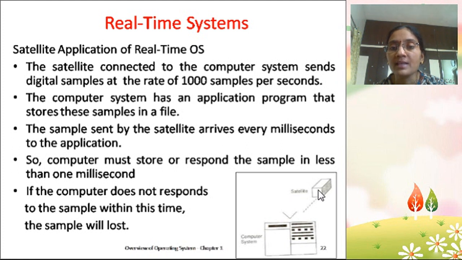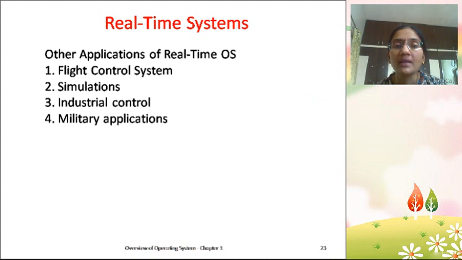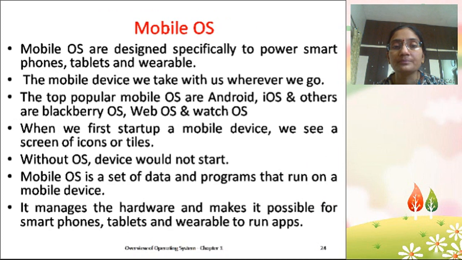Now here, this is the satellite, this is the computer, and the application is stored in this computer. The samples will be given from this satellite to the computer, and the computer application has to respond in milliseconds. If it does not respond in milliseconds, the sample will get lost because the satellite will give the next sample. So this is one of the applications of the real-time system. Other applications are flight control systems, simulations, industrial control, military applications.